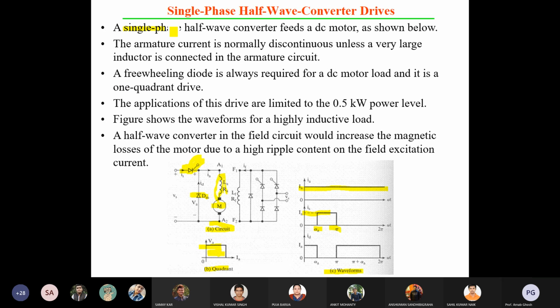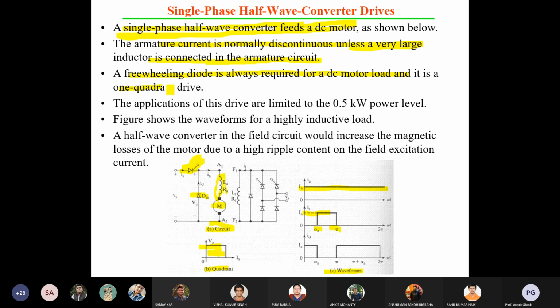The single phase half wave converter feeds the DC motor. You can see the diagram from here. Armature current is normally discontinuous unless a very large inductor is connected to the armature circuit. I have already told you that. A freewheeling diode is always required for a DC motor load, and it is a one quadrant drive.